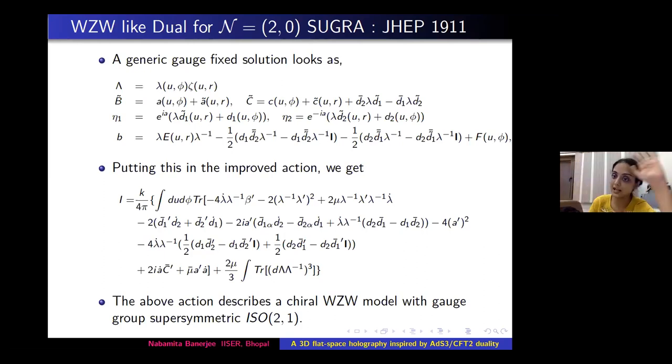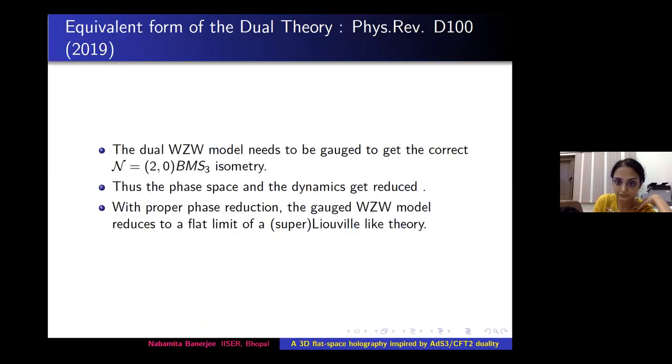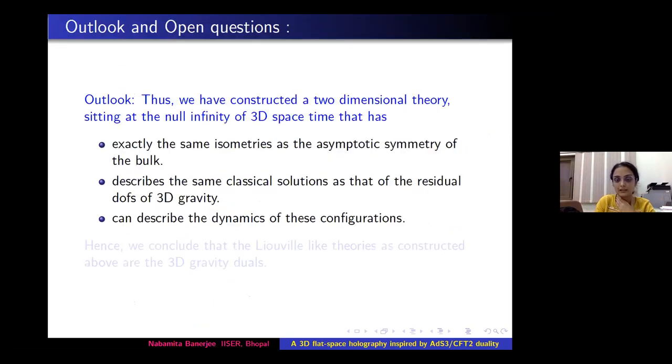That's the final statement. And we know these gauged Wess-Zumino-Witten models can come as a dual theory of all possible three-dimensional asymptotically flat gravity, supergravity or higher spin. That is what is known by me. Okay, that's the statement. So it's a gauged Wess-Zumino-Witten model, or you can equivalently look at it as a Liouville model, a flat Liouville model. So that's it. I am at the end.